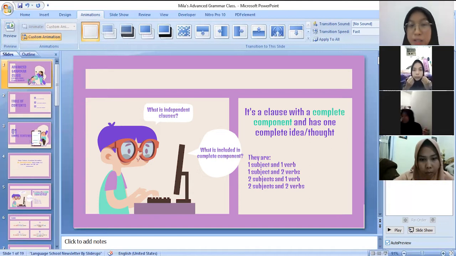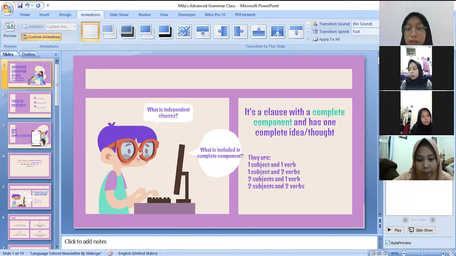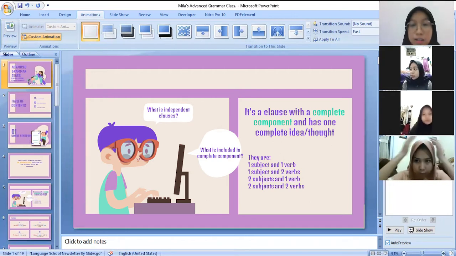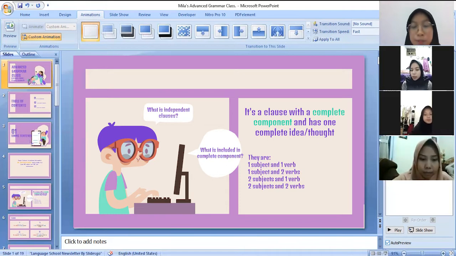In Indonesian, independent clause means mandiri. So independent clause itu kalimat yang bisa berdiri sendiri. In English, it is a clause with a complete component and has one complete idea or thought. And what is included in complete component? They are one subject and one verb, one subject and two verbs, two subjects and one verb, two subjects and two verbs. Look at this example.